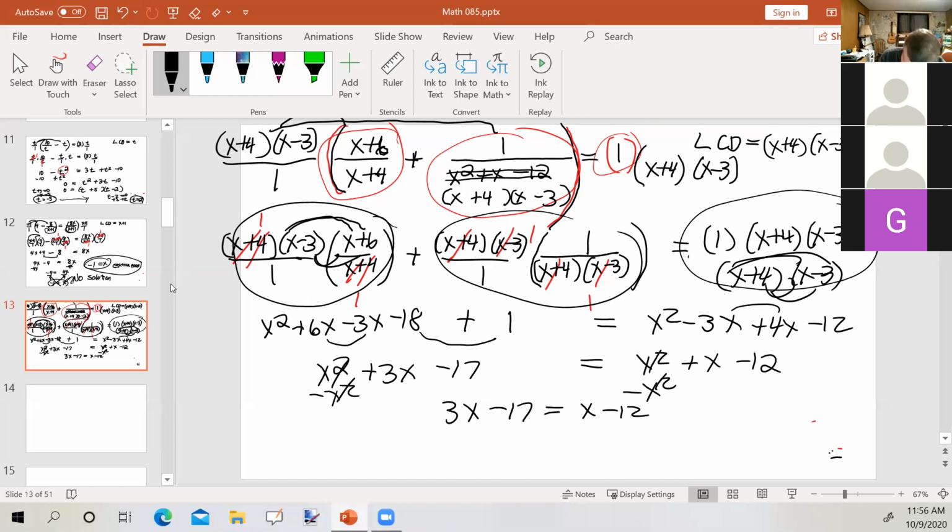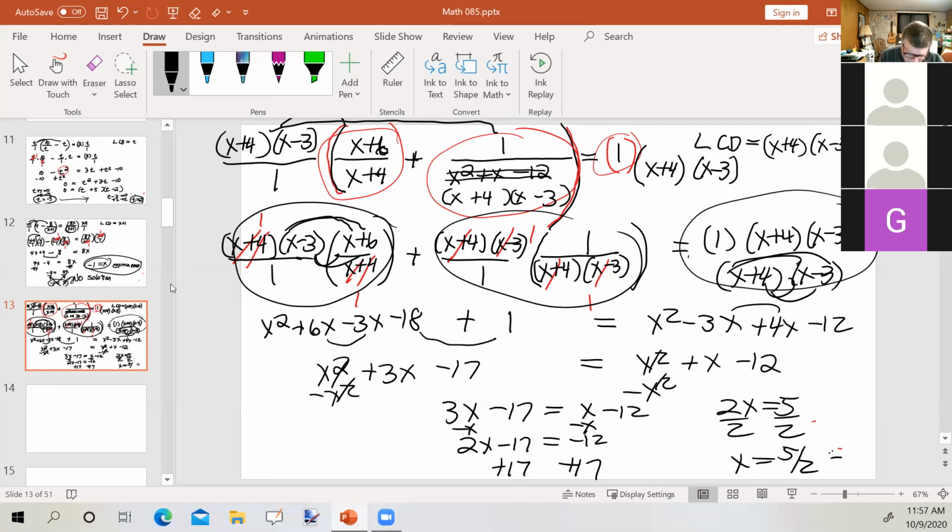Okay? So now I'm going to subtract x from both sides. 2x minus 17 equals negative 12. Add 17 to both sides. 2x equals 5. Divide by 2, and x equals 5 halves.